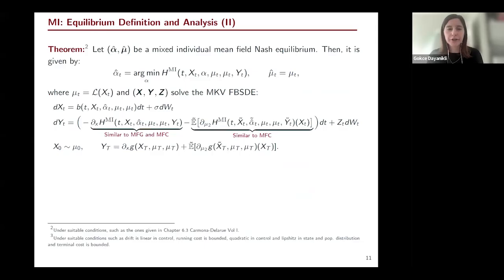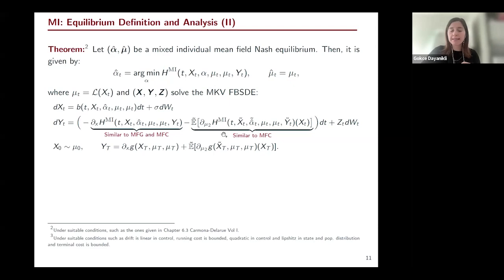Then our theorem is basically the characterization of the equilibrium using stochastic differential equations. If you're familiar with the probabilistic approach to mean field games and also mean field control, this is going to look pretty familiar. The adjoint process is going to give us the derivative of the value function. Here we are going to have a derivative of the Hamiltonian, which is similar to the mean field game and mean field control settings.